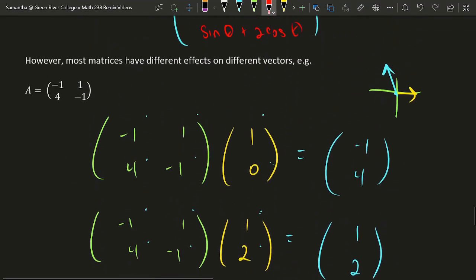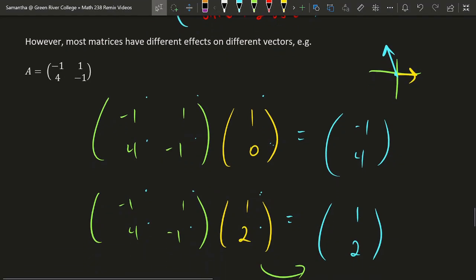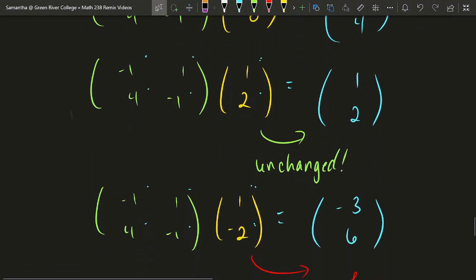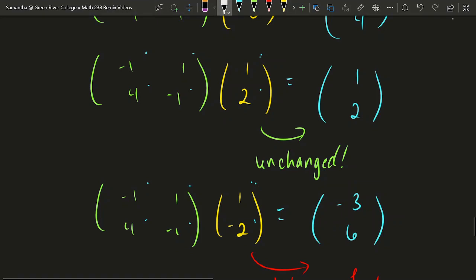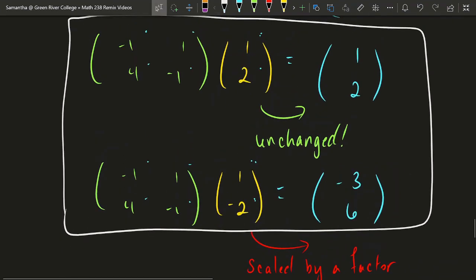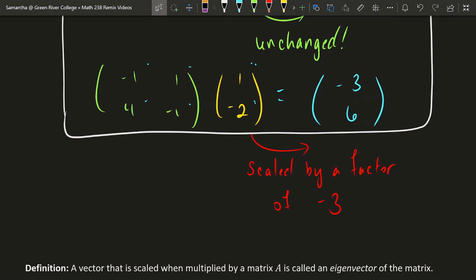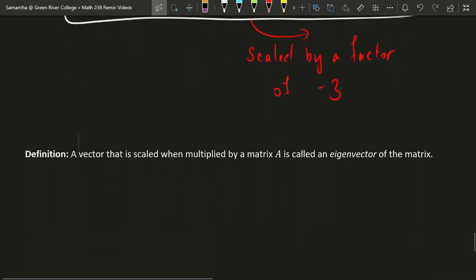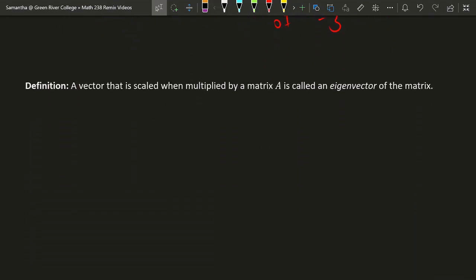So for matrices like these, what we will be learning over the next couple of days is how to find these kind of special vectors for the matrix. These special vectors, which are either unchanged when the matrix is multiplied, or which are scaled when the matrix is multiplied, have a special relationship to the matrix and have special uses in many problems, and so we give them a name. A vector that is scaled when multiplied by a matrix A is a so-called eigenvector of the matrix.